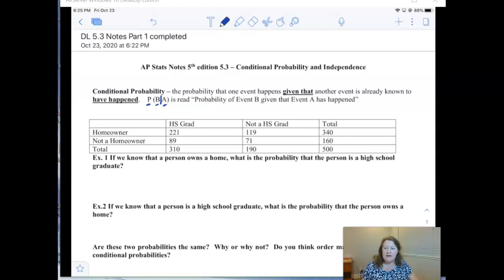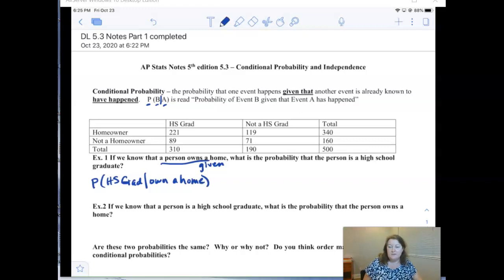All right, so here we have one about whether people graduated from high school and whether they're homeowners or not. The first example says, if we know that a person owns a home, what is the probability that the person is a high school graduate? We already know this is the given part, right? They already told us. So we're looking for the probability that they're a high school graduate, knowing that they own a home.